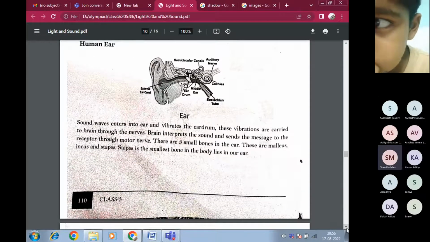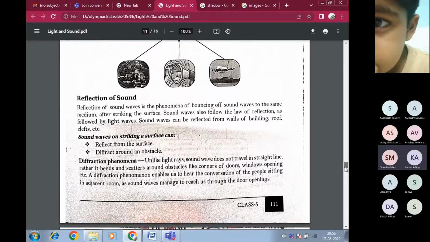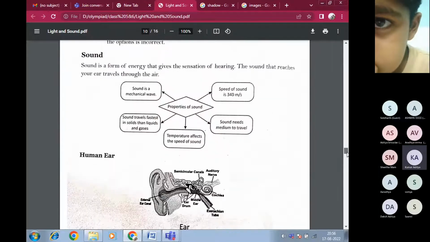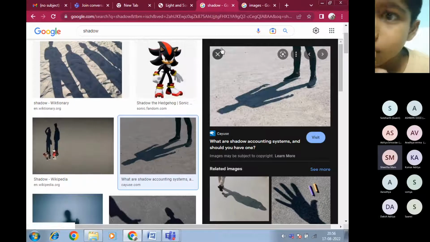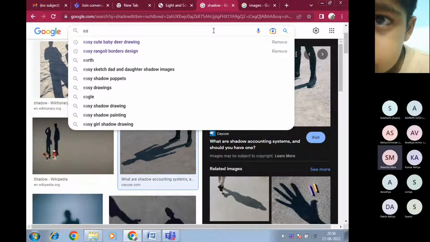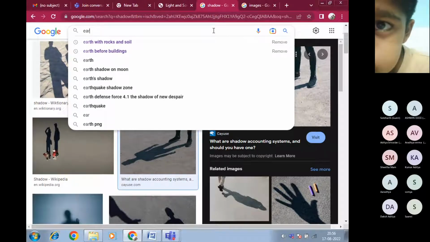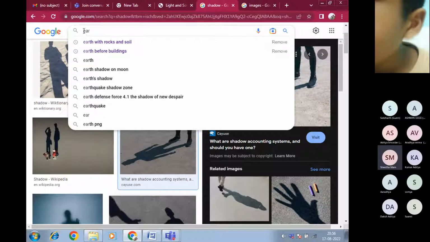Okay, now we have entered into sound. Okay, the question is not there. Here is sound. What I'll do now is, I just have 4 minutes, so I'll show you just briefly. I will tell you about the ears. Have you studied about ears, working of the ear? No, ma'am.